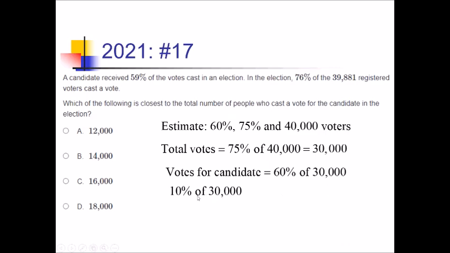10% of 30,000, I just have to move the decimal left 1. So that's 3,000. And then to get 60, I can just multiply that by 6. Gives me 18,000. So that'll be choice D.